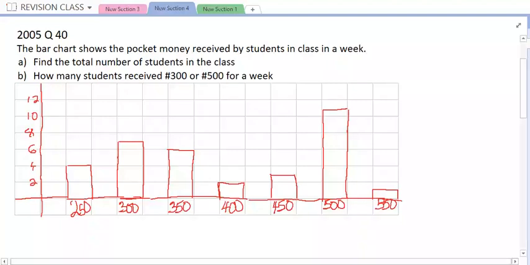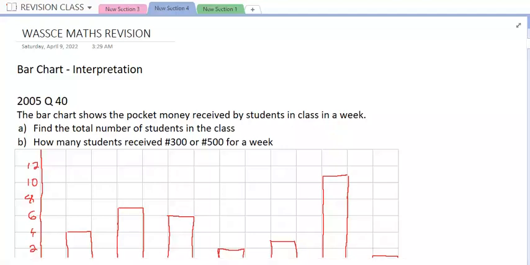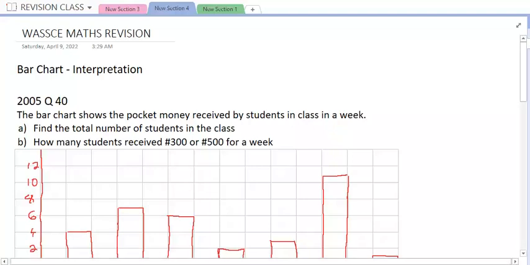Now, in this video class, what I want to look at is, when you're given a bar chart, how do you interpret it? How do you solve a question? Let's start by solving a question from WAEC 2005 question 40.